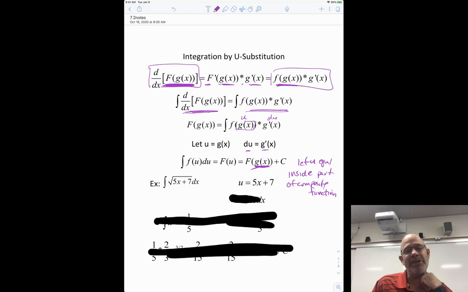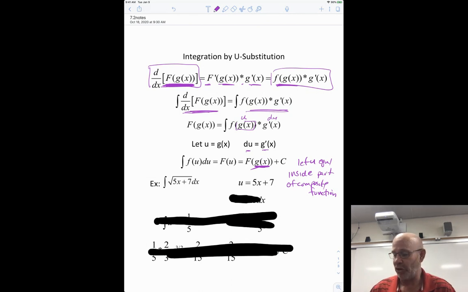The first day we do use sub will be pretty easy because that's the only method we have. But as we start to learn other methods, it can be a little bit trickier knowing what method to use. So you will have to do a little bit of guessing and checking, trying. Sometimes you pick the wrong thing for u, it won't work. So we let u equal 5x plus 7.